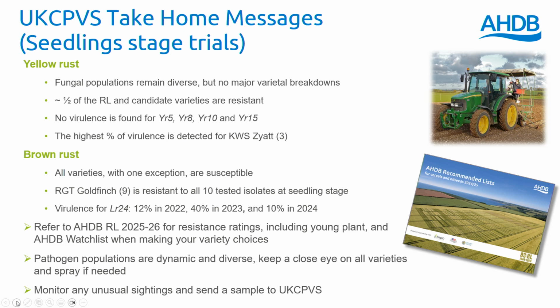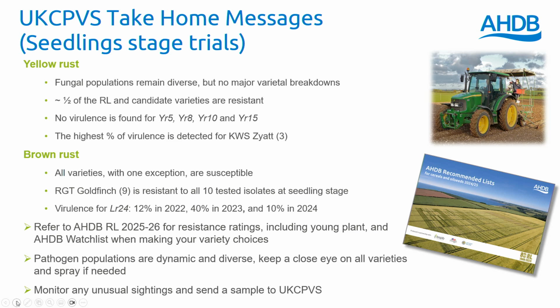RGT Goldfinch, rated 9, has actually been moved from candidate to recommended list varieties this year. It was fully resistant to all 10 isolates, so I think it's an excellent variety for control of brown rust at the seedling stage. And virulence for LR24 has fluctuated. It was on the rise in 2023, but last year we found it got down to a basic level of about 10%, so there is not a lot to worry about, I think, at this stage.